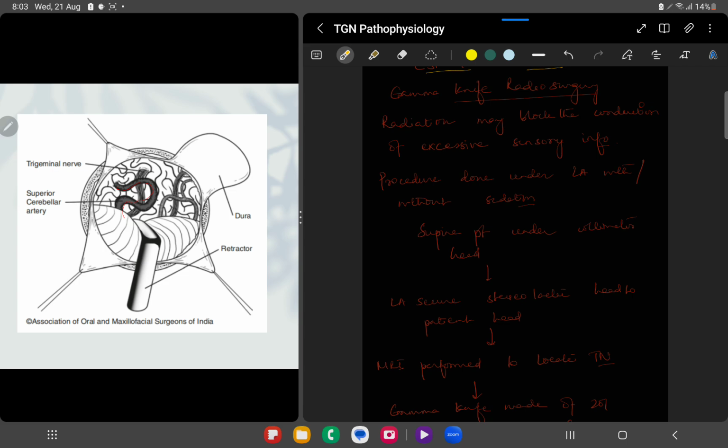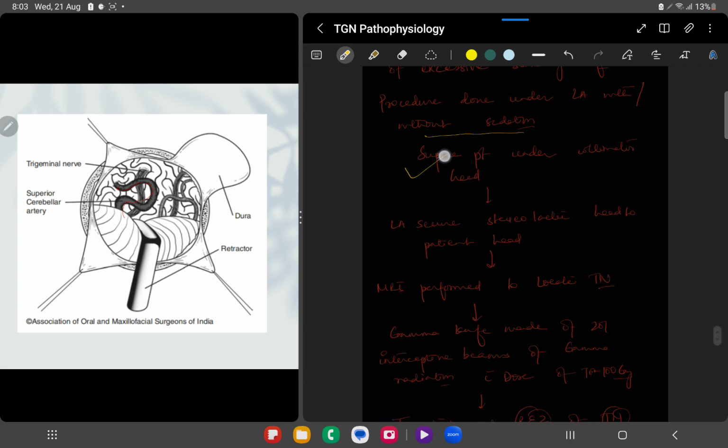Radiation may block the conduction of excessive sensory information. This procedure was done under local anesthesia with or without sedation. The patient was kept supine.